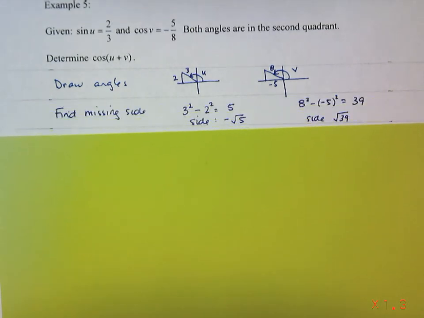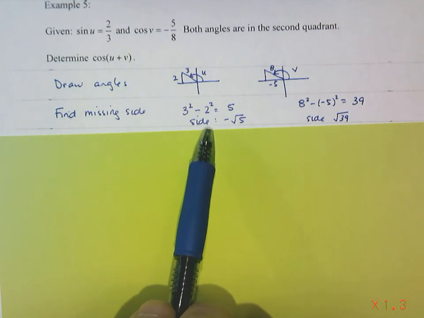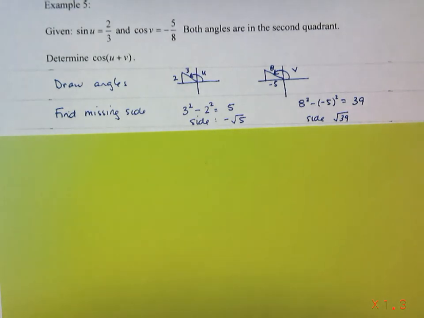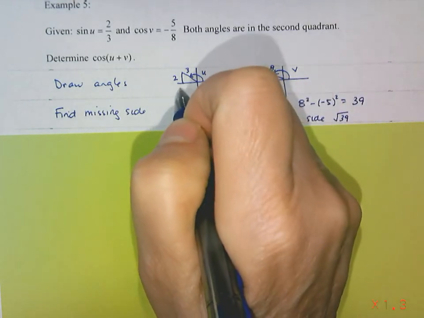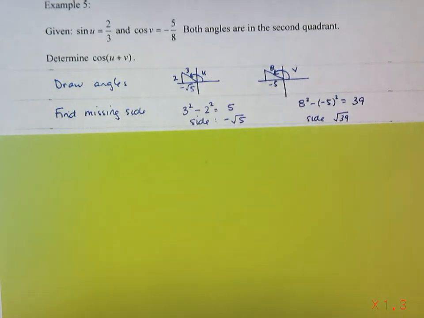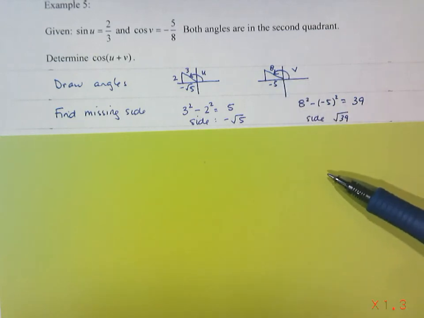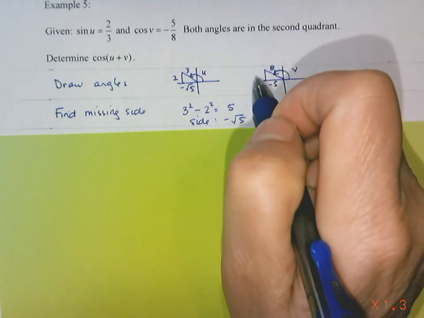And I can find the missing side. And I know the missing side is negative. And that's why I draw this in the correct quadrant. I would put negative square root of 5 here. For v, I'm given cosine of v, so I know the adjacent and the hypotenuse, negative 5 over 8. I could find the missing side to be the square root of 39.